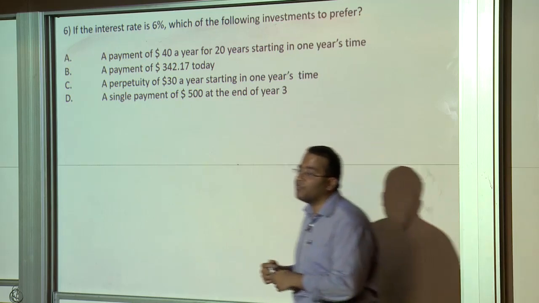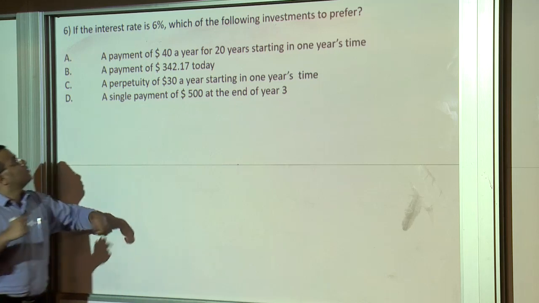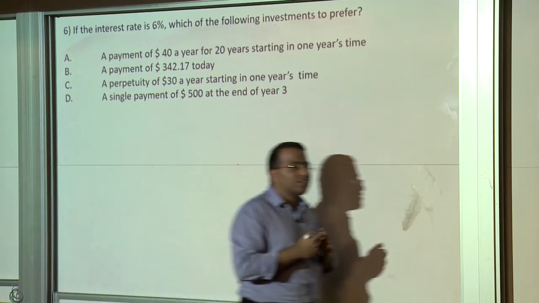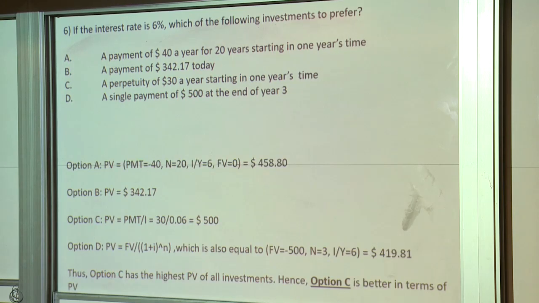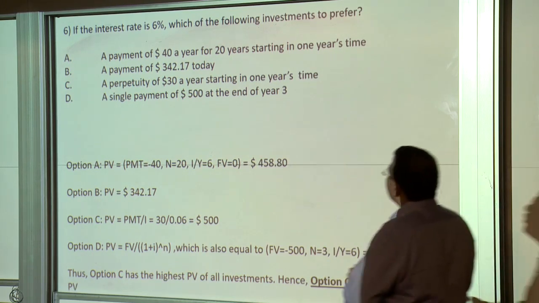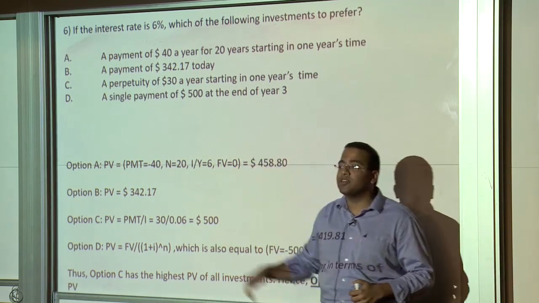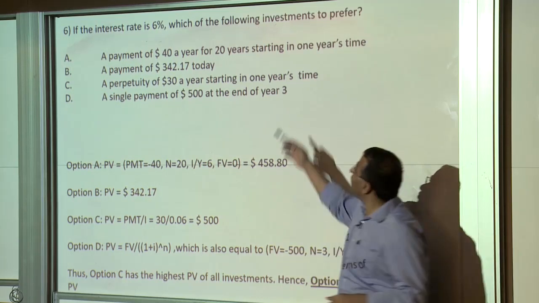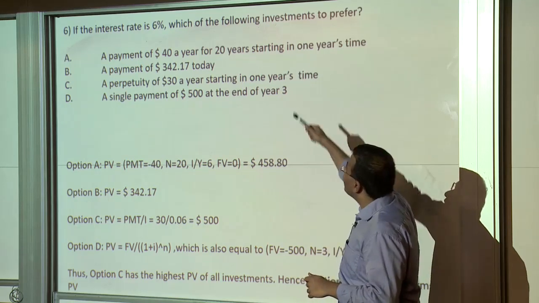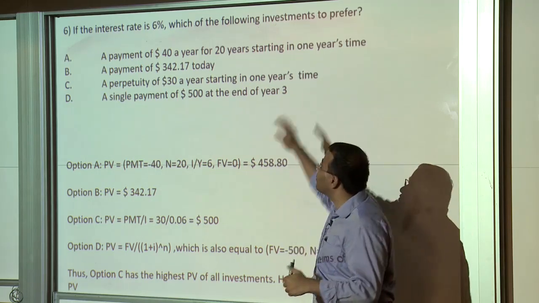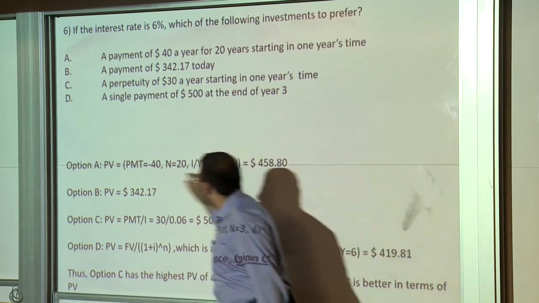So let's go ahead and try to find the value of all of these today. Let's compare all of them today. I've actually gone ahead and done that. The first one, option A, is a payment of $40 a year for 20 years starting in 1 year's time. Payment starting in 1 year's time is a regular annuity. The payment amount is $40, the time is 20 years, and we have an interest rate of 6%. Everything is annual, so there's no need to convert it to a monthly thing. Everything is straightforward here. You just put everything into your calculator.